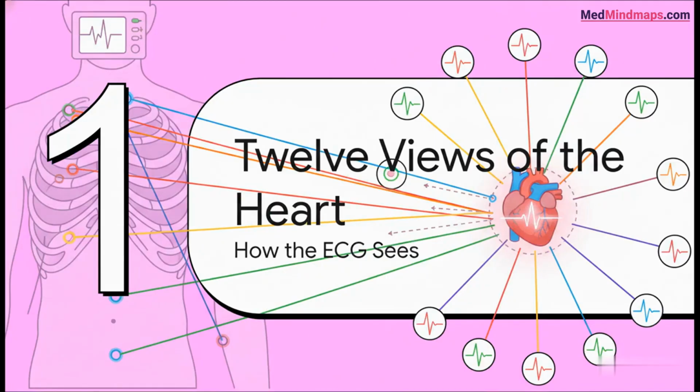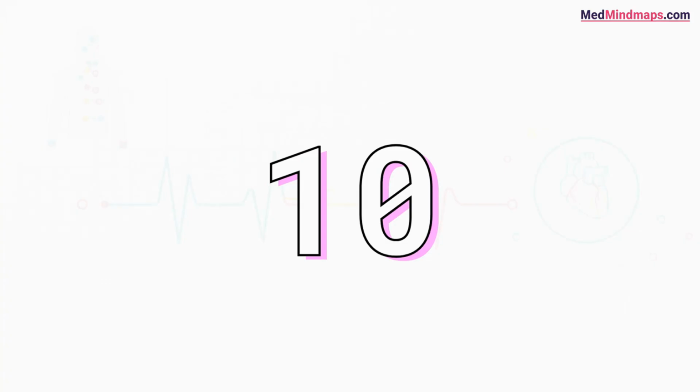Okay, so to build this awesome map, the ECG machine needs to look at the heart from a bunch of different angles. It does this using what we call the 12-lead system. So let's dive in and see how this actually creates such a complete picture. And right off the bat, let's clear up something that trips a lot of people up. A 12-lead ECG doesn't actually use 12 electrodes. It only uses 10. Kind of weird, right?